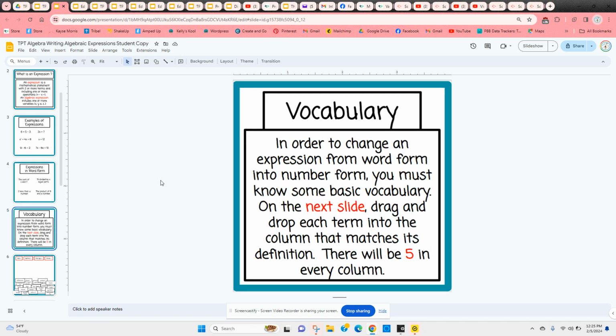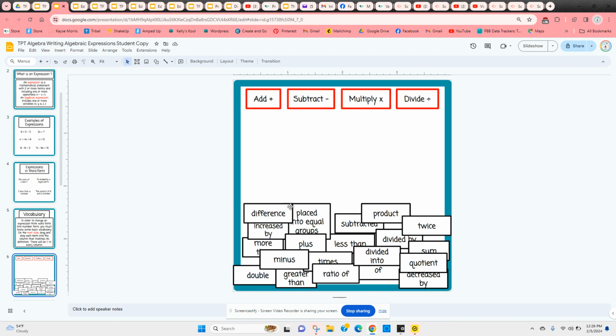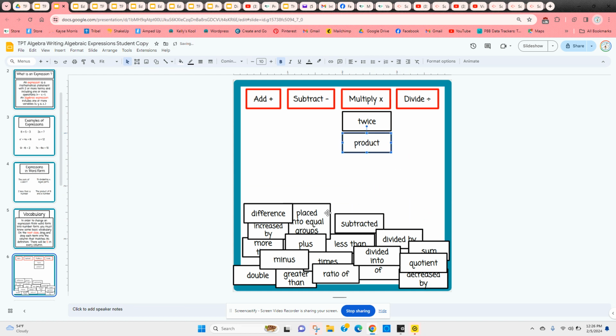Starting with some vocabulary. So students need to know what some of these words actually mean. What operation: add, subtract, multiply, or divide. And on the next slide, they're going to be dragging and dropping these different terms into the correct column. Add, subtract, multiply, or divide. So twice would be multiplication. So they're just going to click and hold on the edge and move it into the correct column. Product would also be multiplication. Placed in equal groups would be divide, difference, subtract, and so on.